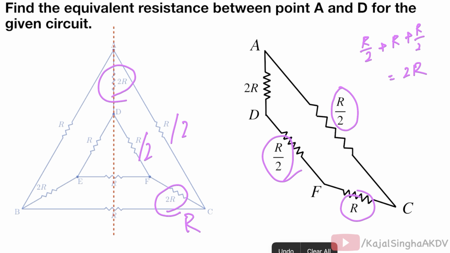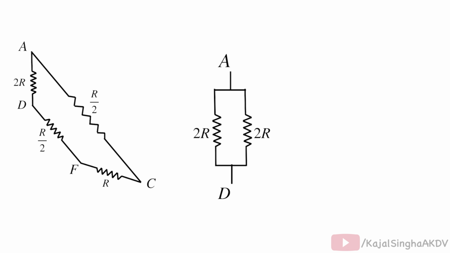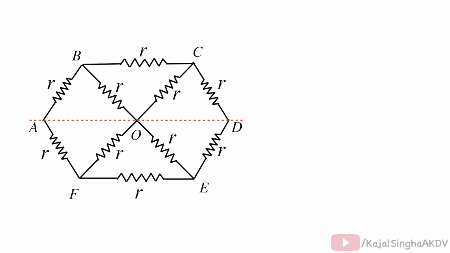So the equivalent resistance reduces to this, where there are two resistors between A and D, each of value 2R, and these are connected in parallel combination. So the effective resistance between A and D will be R.